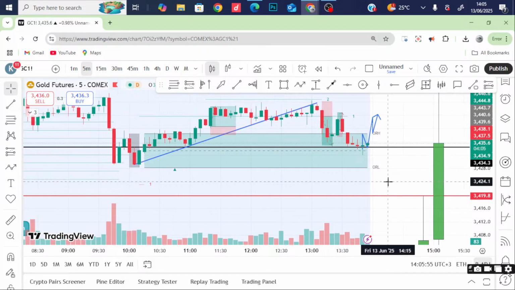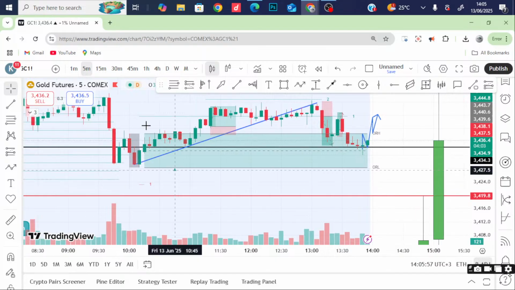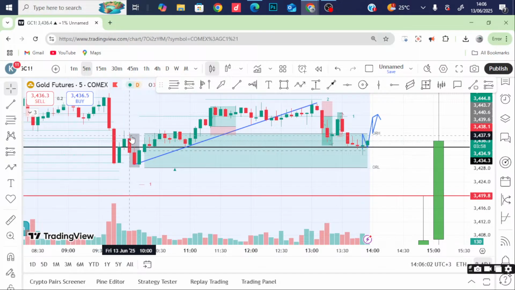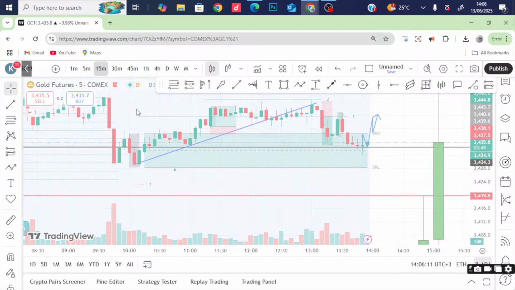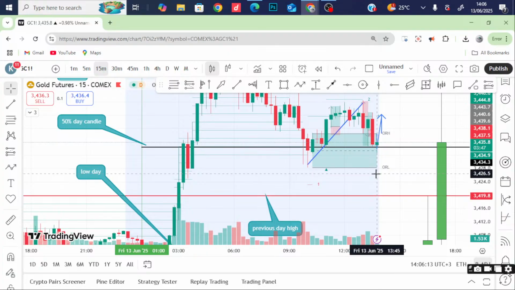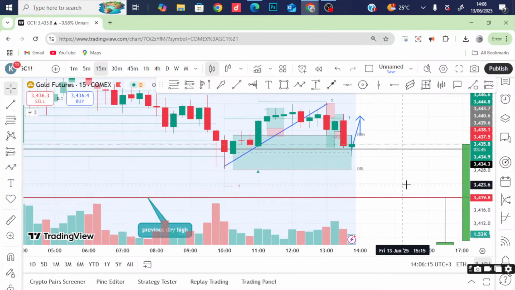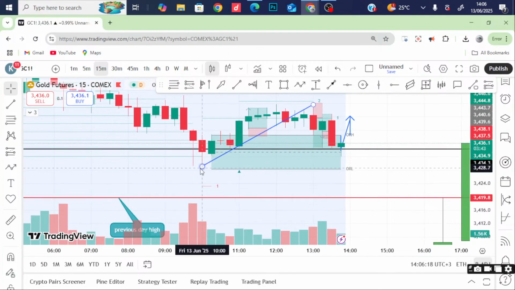wait for the market for the 15 minutes after the market opens. So it creates a high and a low point. So we draw a high and the low of that 15-minute candle. So as you can see, we have the high, the low, this is the low, and this is the high of the 15-minute.